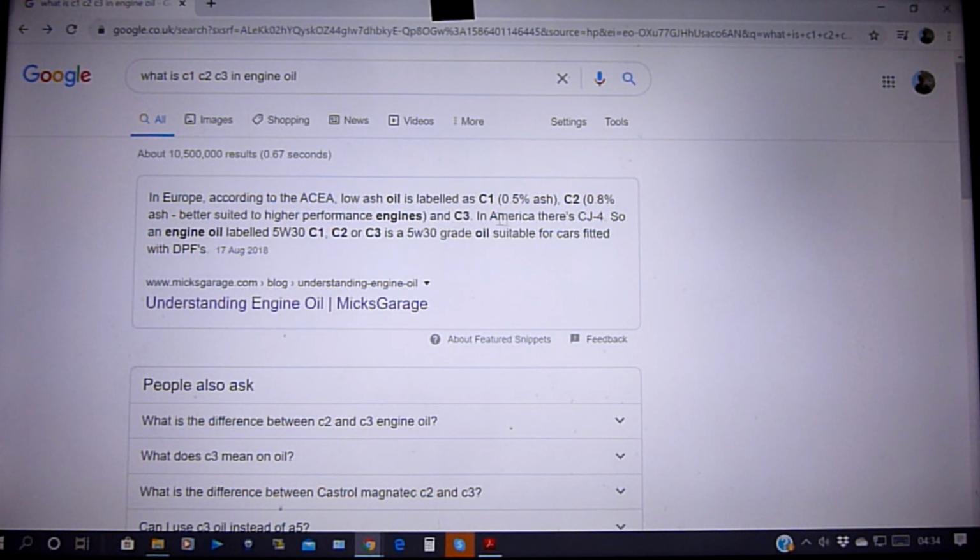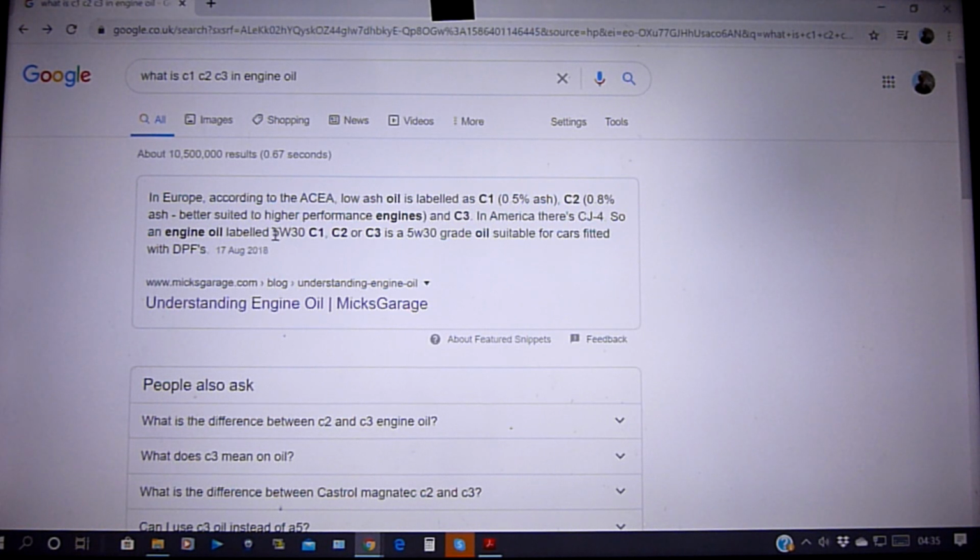And C3. In America, there's a CJ4. So most of my viewers are in America, so this is the number you'll be looking for. Well, this is the specification. CJ4 is what you're looking for if it's a diesel car. Very few diesel cars in America, but more importantly, look at your own owner's manual, the one you have in your car, or the electronic one.